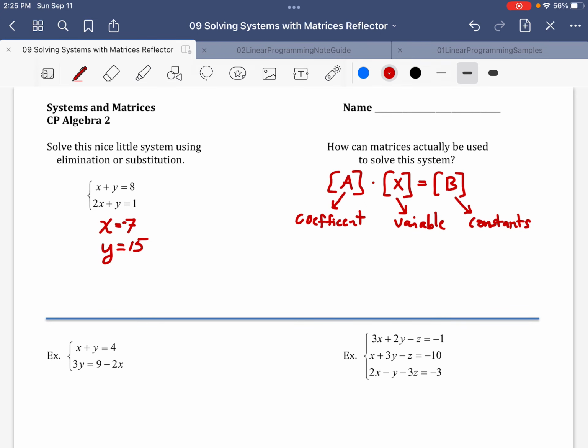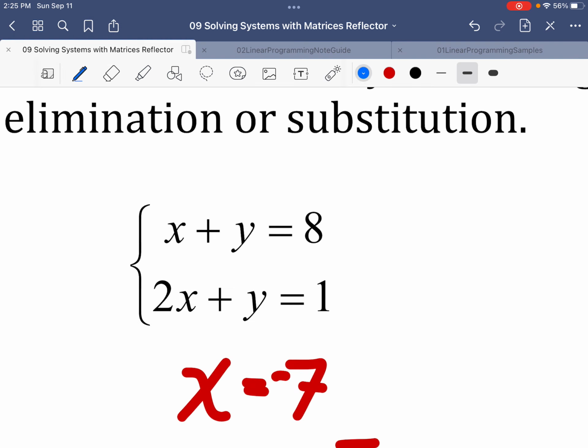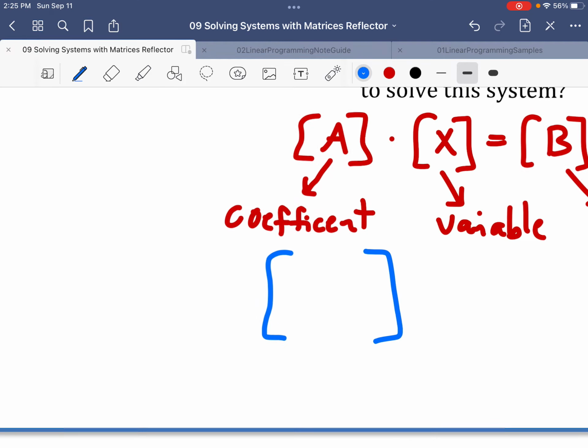Now, let's make sure that you fully understand what we're talking about. Let's set up matrix A. It's going to be the coefficients. Now, the coefficients would be the numbers in front of the variables. And I'm going to highlight them in blue just so you're sure that we're all looking at the same four numbers, 1, 1, 2, 1. That's going to be matrix A. It's called the coefficient matrix.